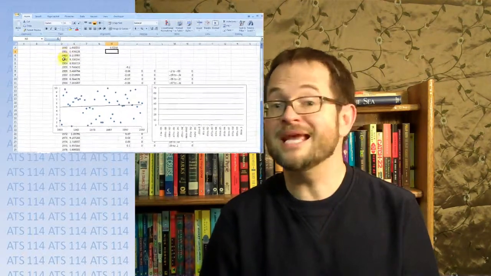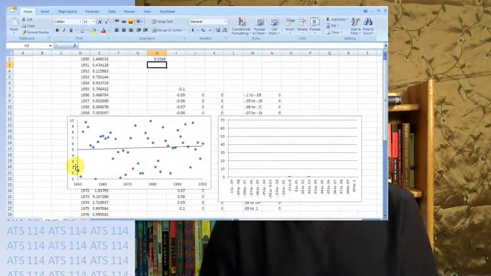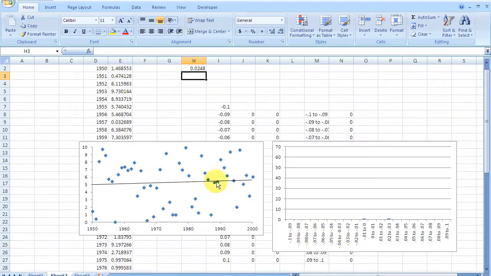Here's another spreadsheet in which I'm plotting random numbers against time. Again, these are random numbers. There shouldn't be any trend in these data at all, but of course there is always some small trend, as you can see in this inset graph.